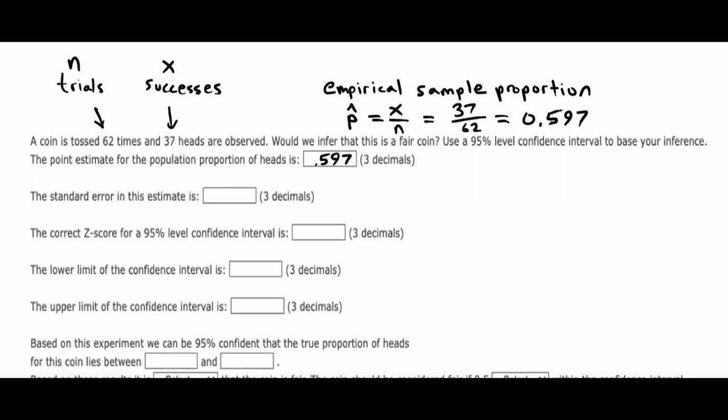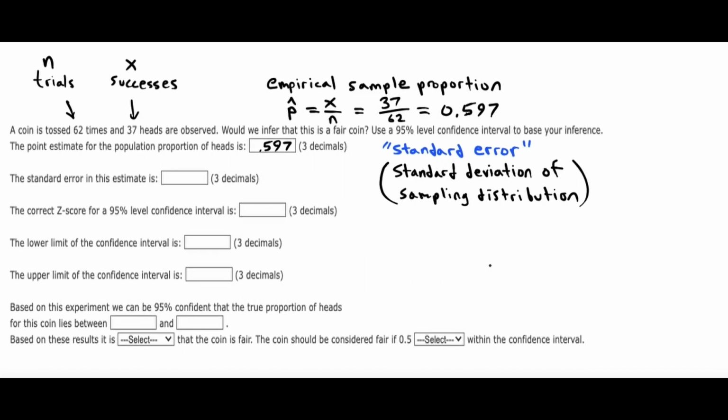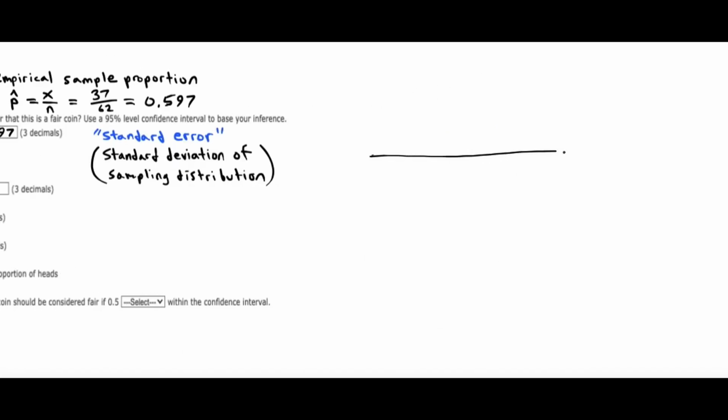So when you do a binomial type of problem, the standard error is going to be the standard deviation of the sampling distribution. That is the standard error. So a long time ago, we said that if you have a binomial question like this one, it would make a distribution which is discrete, but it would be somewhat bell-shaped.